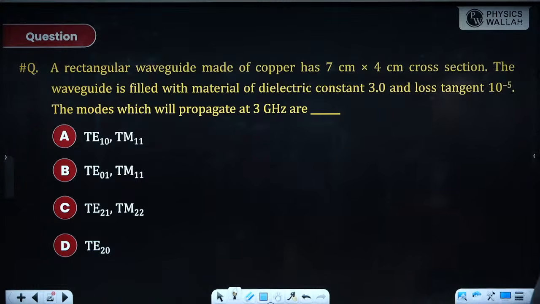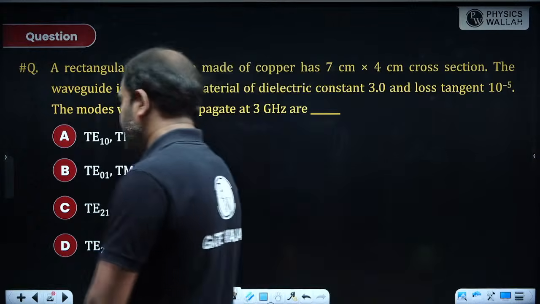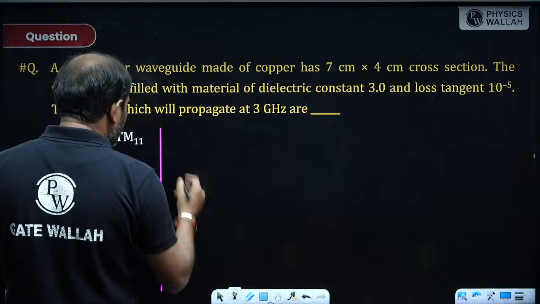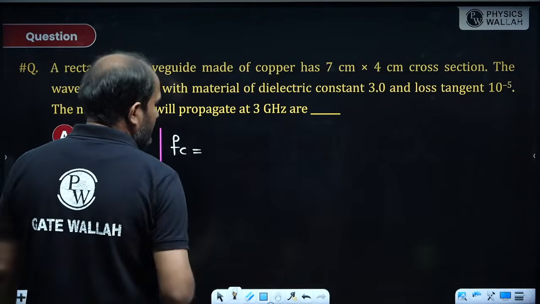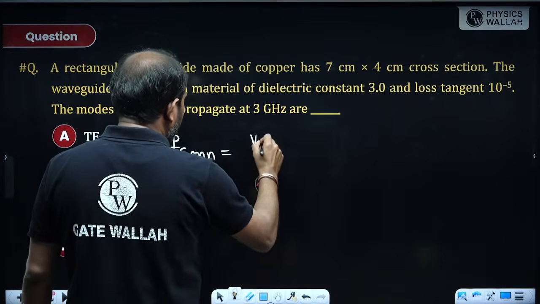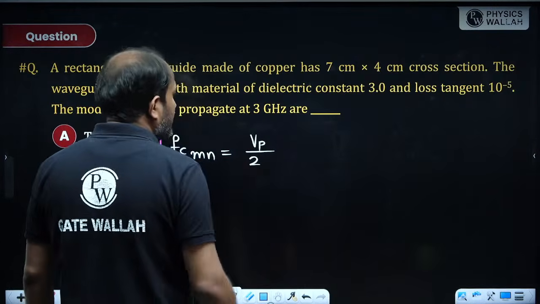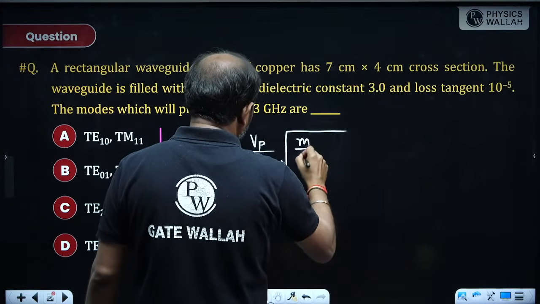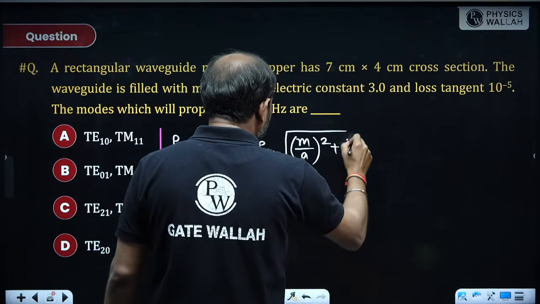Then we have a rectangular waveguide of copper with dimensions 7 cm and 4 cm. The waveguide is filled with material of some dielectric constant and loss tangent, and the mode will propagate at 3 GHz. So frequency is given, we have to calculate the value. First of all I will calculate Fc. Fc mn is equal to Vp by 2 under root (m by a) whole square plus (n by b) whole square.